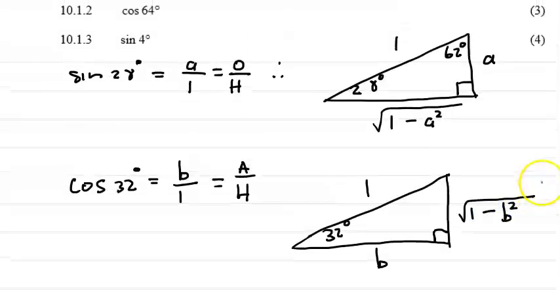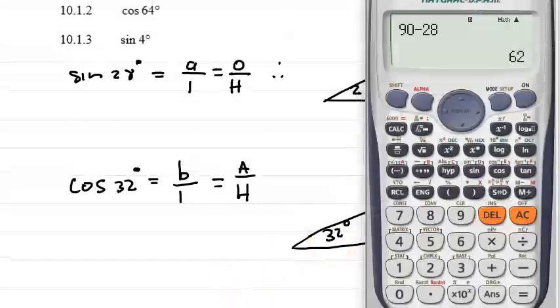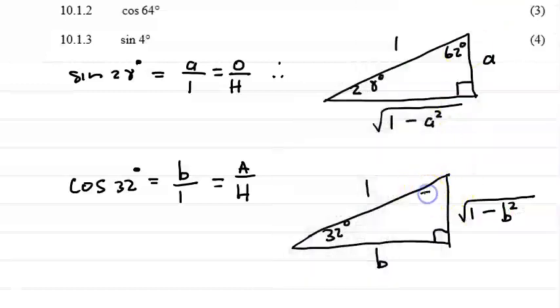So therefore, both triangles are completed. Let's just find the complement of 32. 90 minus 32 equals 58 degrees. Now you can say that it is completed. Right, so both triangles are completed. So now we can answer our questions.